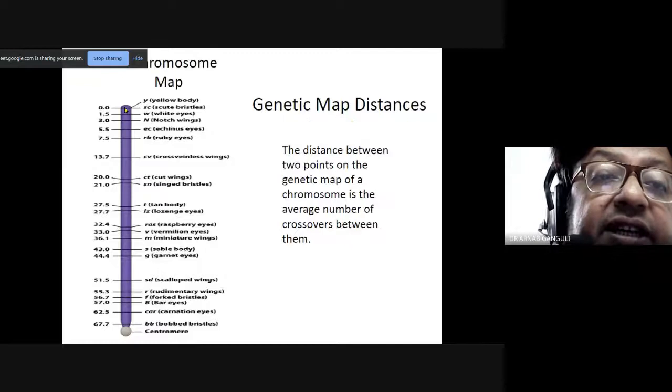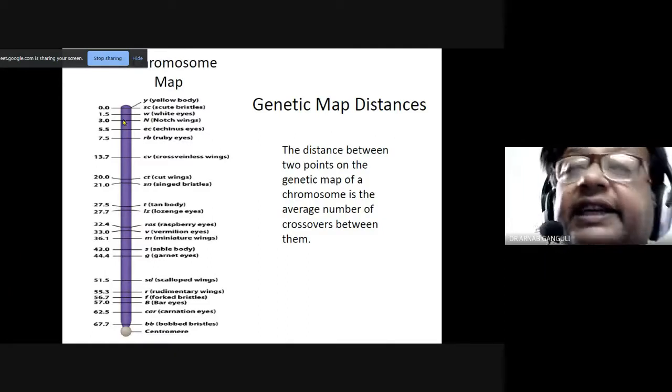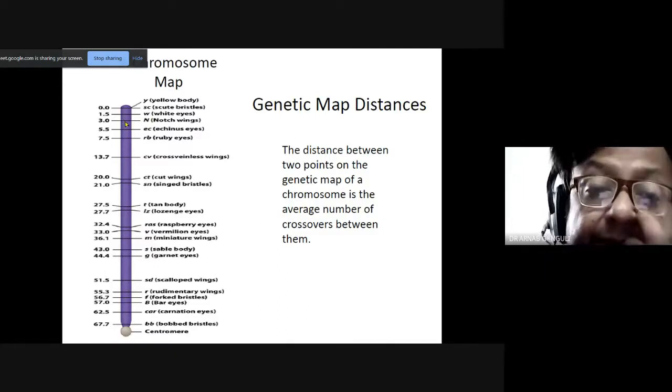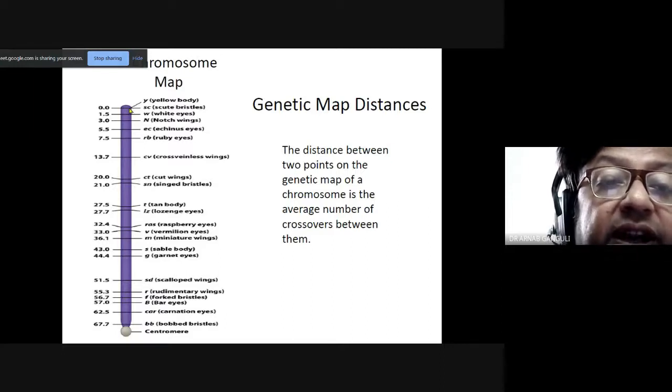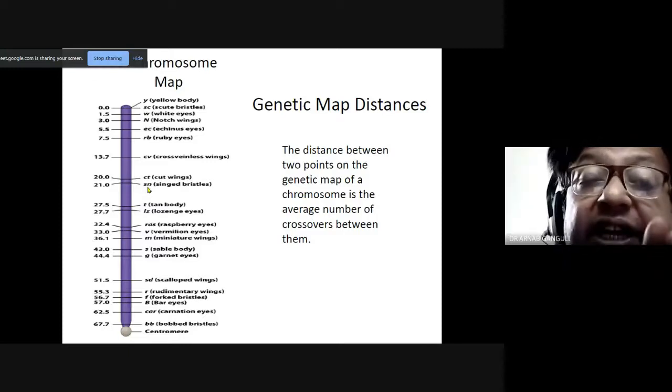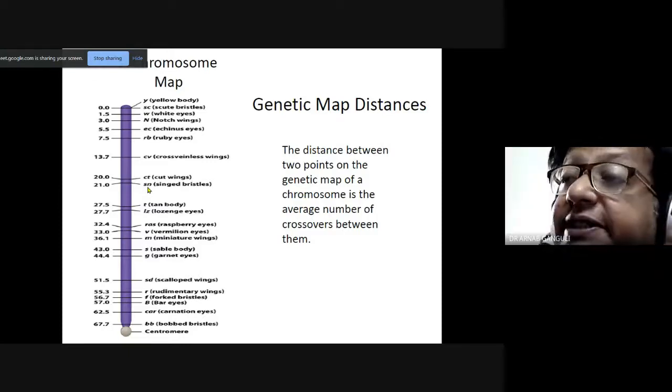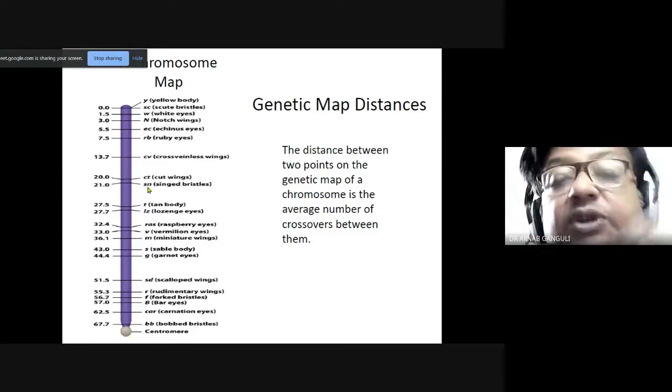Now you see between 0 and this, SC and N, notch wings and scoot bristles, it is 3. That is 3 map units. Now between SC and SN, it is 21 map units. That is 21% recombination. That is 0.21 was observed. Centimorgan.